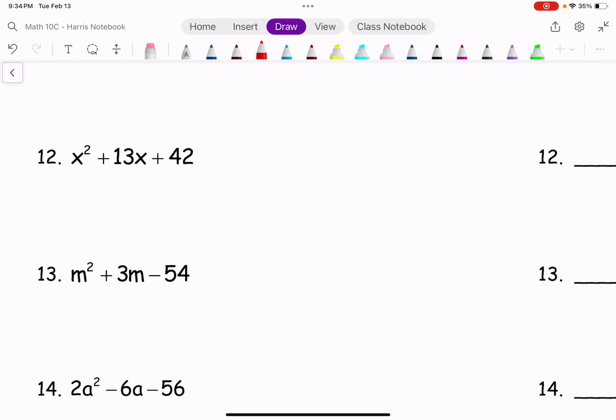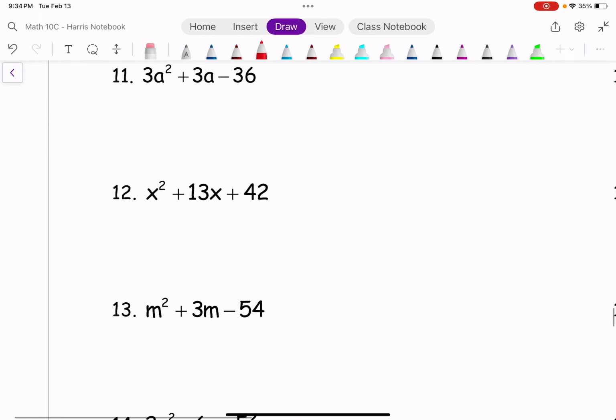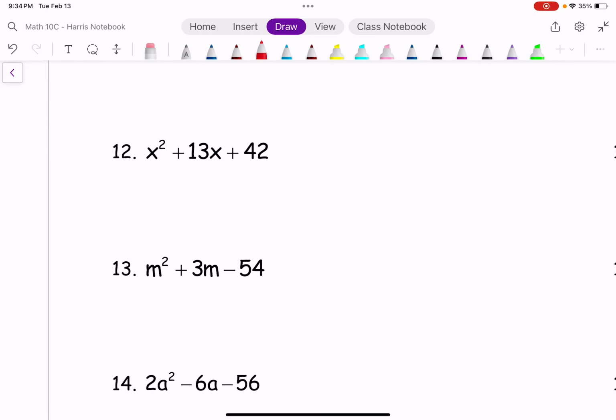I'm going to do them first because we're going to move on to questions that have a leading coefficient that's not 1. Okay, so let's start here. I have x squared plus 13x plus 42. If you read back in the notes, we're looking at the number 42. That number is going to be our product number. We need to find two numbers that multiply to get to 42, but also add to get to 13.